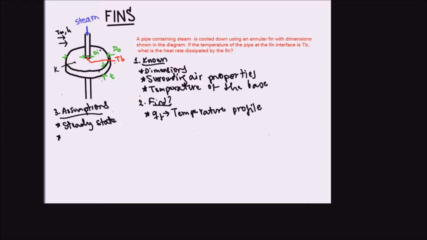What else can we assume? We can assume that the properties are constant. So the heat transfer coefficient, H, and the thermal conductivity of the fin, even though they are actually functions of temperature, we can assume that for the scope of this course and for the scope of this problem they are constant. So constant properties. We can also neglect radiation, which is only significant at temperatures higher than say 1000 degrees Celsius, which is clearly not the case of this problem. So negligible radiation.